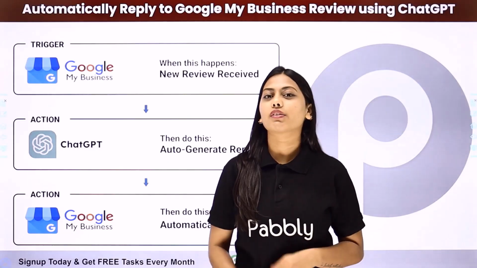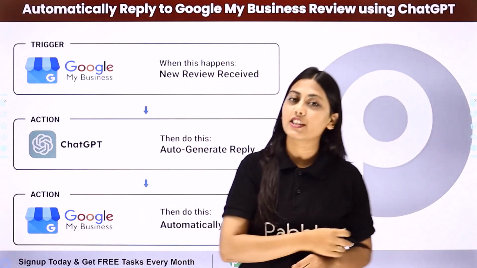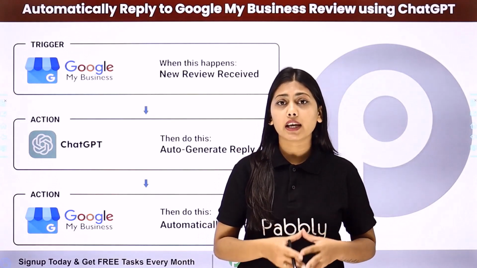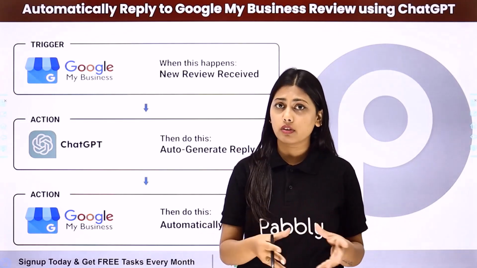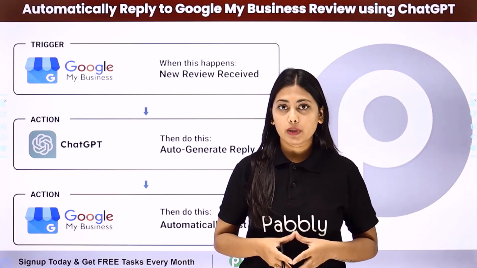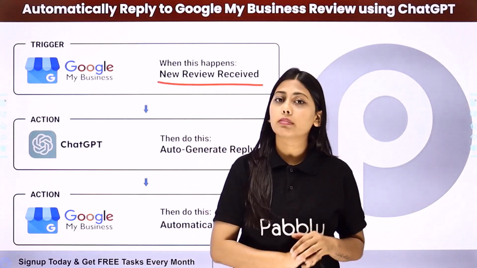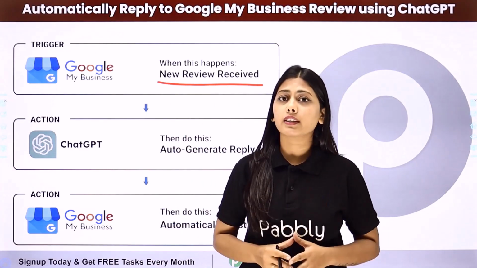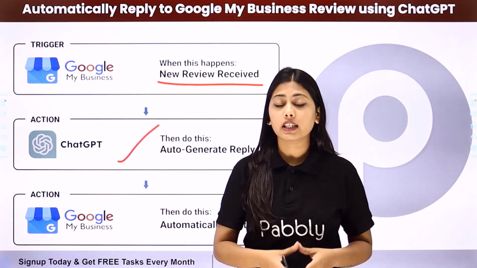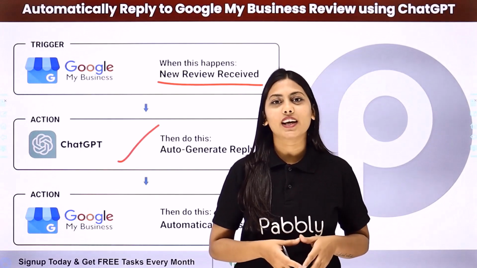Hello everyone, today we will learn how to automatically reply to Google My Business reviews using ChatGPT. So in this video, we will learn how you can auto-generate replies to reviews on your Google My Business channel using ChatGPT. So we will create an automation using Pabbly Connect where our trigger will be the new review received in Google My Business. Then you will auto-generate the reply using ChatGPT, and then you will paste it automatically as a comment in your Google My Business review. Let us learn how to do that.